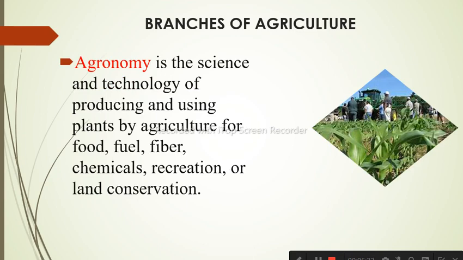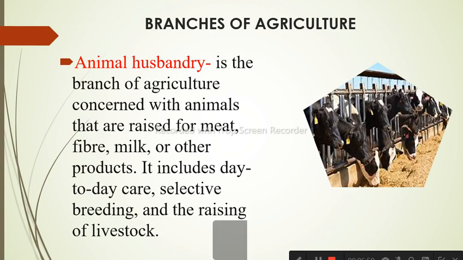Agronomy is the science and technology of producing and using plants by agriculture for food, fuel, fiber, chemicals, recreation, or land conservation. Animal husbandry or animal science is the branch of agriculture concerned with animals that are reared for meat, fiber, milk, or other products. It includes day-to-day care, selective breeding, and the rearing of livestock.